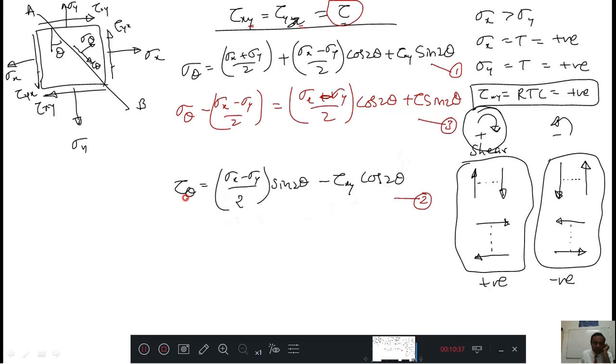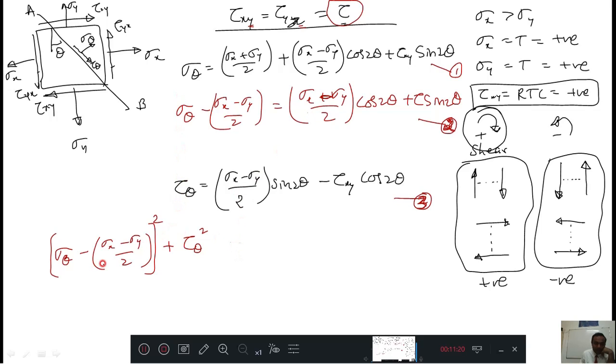Then after that you come here, keep this one as it is, do not disturb it. Here we'll call this the second equation and this the third equation, because in the notes it is like this. Now what I do, I will square both and add. If I square this, what happens? Sigma theta minus sigma x plus sigma y by 2 whole square plus tau theta square. This also you need to square and add.